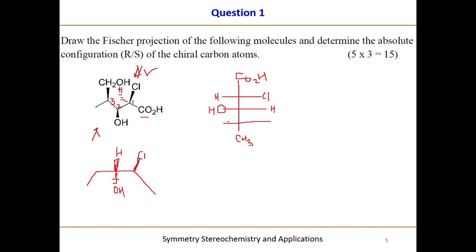Now let's talk about the third carbon. In the third carbon you can see here the CH2OH group is present on the front side, that means on the chlorine side. So we have to write here CH2OH, and here hydrogen, correct?